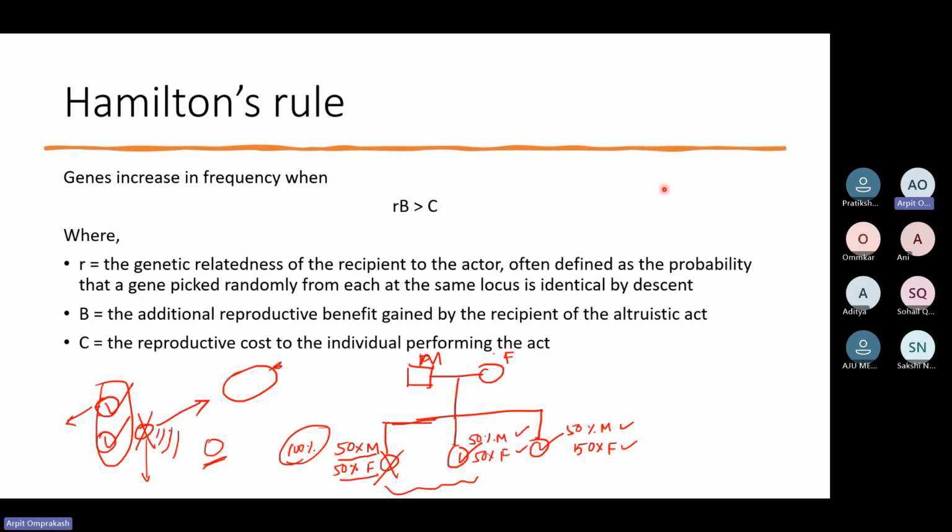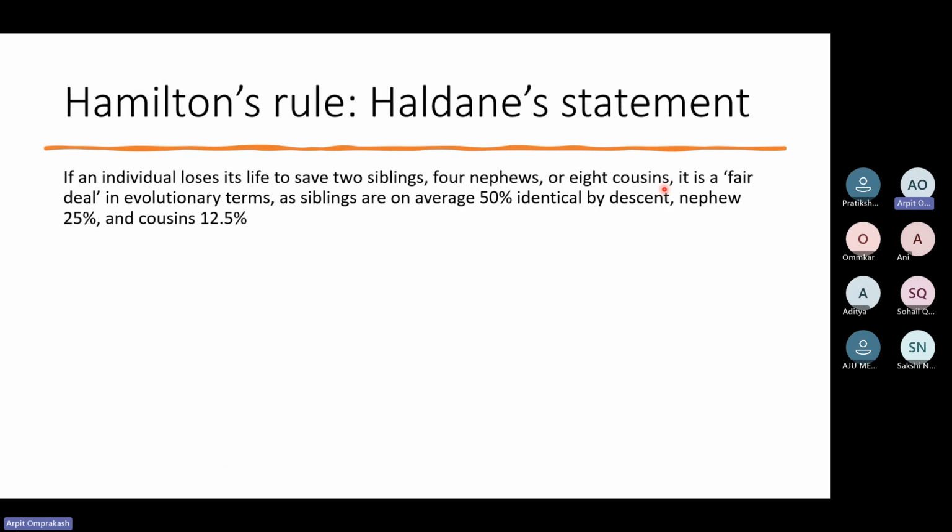So, did you save their life? Did you do something? And C is the cost that you are incurring. Did you lose your life? Did you do something like getting handicapped, maybe?